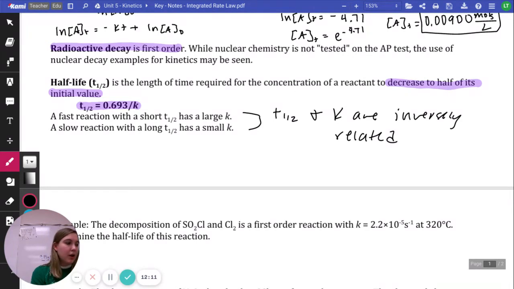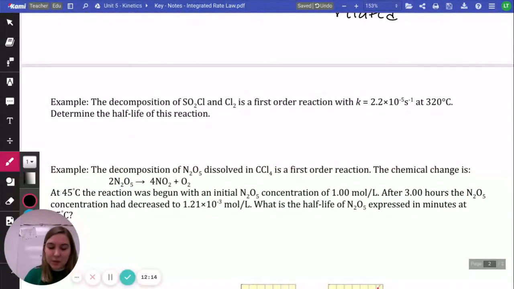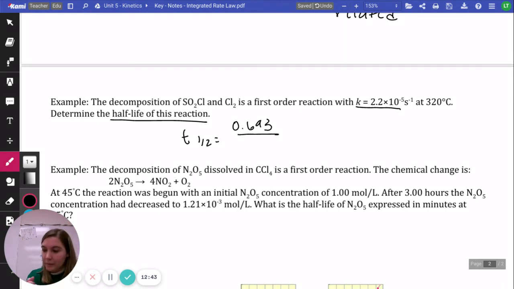Okay, let's work a practice problem here, a relatively easy one. The decomposition of SO2Cl2 is a first order reaction with k equal to 2.2 times 10 to the negative 5, 1 over seconds, at 320 degrees Celsius. Determine the half-life of this reaction. So we're just going to plug it in. Half-life, t1/2, is equal to 0.693 over our k value, which is 2.2 times 10 to the negative 5 seconds to the negative 1.